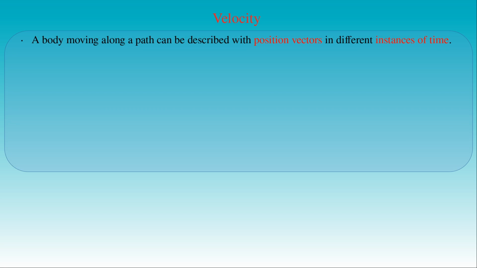Since the motion of a body is the change in its position in time, a body moving along a path can be described with the position vector in different instances of time. Here we have a space curve along which a point mass moves. At the time t, the point mass is at the point P. If we choose a reference point O attached to a frame of reference, then the position vector r with the time parameter t will describe the position of the point mass at the point P.